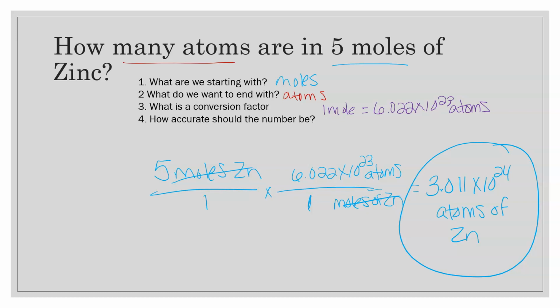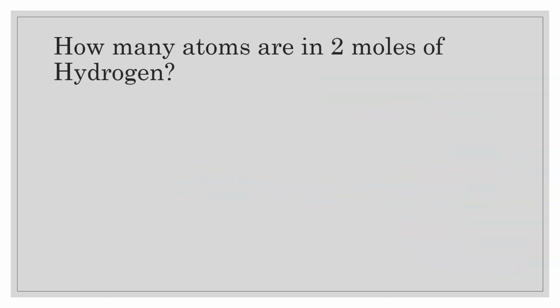All right? So let's try another problem. This one I want you to do on your own, so pause the video, and then when you're finished, you can push play again and see what happens. But again, what do we start with? We're starting with 2 moles of hydrogen. So we have 2 moles of hydrogen over 1. And then we have to put moles on the bottom here so that they'll cross themselves out or cancel themselves out.